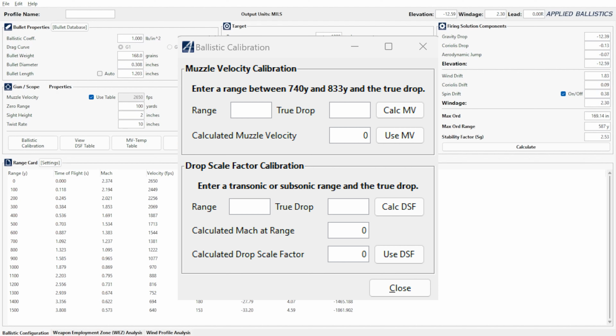You can choose to use that muzzle velocity and it will actually overwrite here. That might be something that happens if you haven't taken into account temperature, for example.